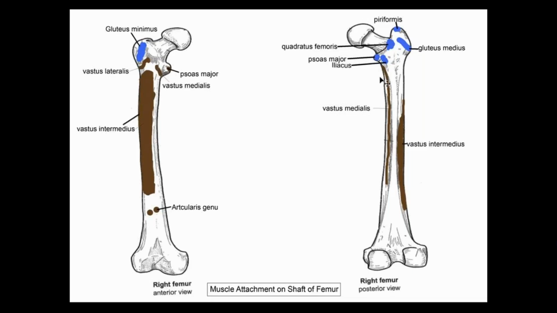and from the spiral line it runs downwards along the medial lip of linea aspera, till the upper part of the supracondylar line. Now, what is linea aspera? The linea aspera is actually formed by the fusion of three primitive borders. Why? Because all three intermuscular septa of this bone attach on the linea aspera.